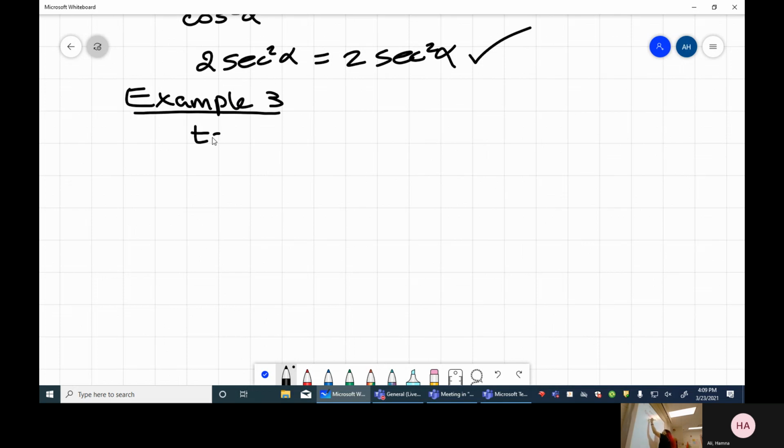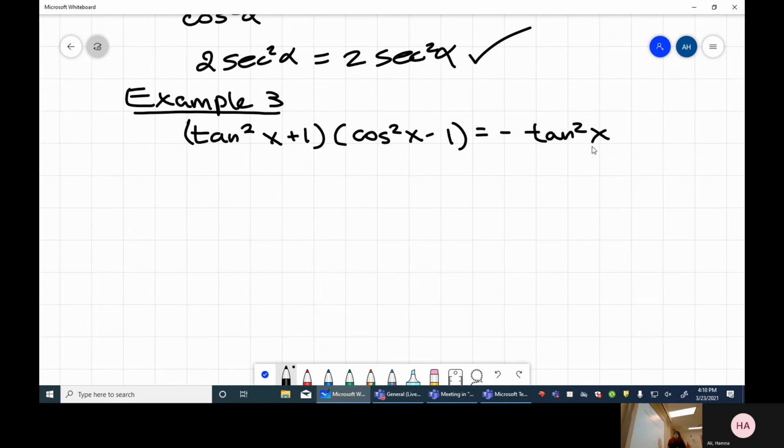So here we have tangent squared x plus 1 times cosine squared x minus 1 equals minus tangent squared x. First, we want to identify whether to work on the right-hand side or the left-hand side. Here, the left-hand side is a lot more complicated, so I'm going to go for that one. That's the one I want to simplify. And I think this is one where it's pretty clear where we should start.